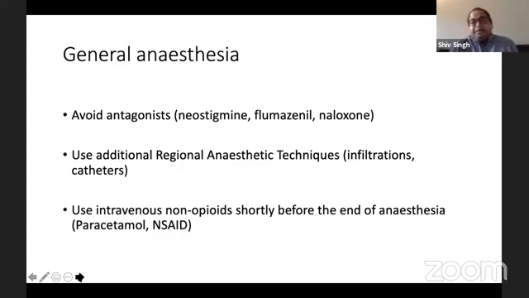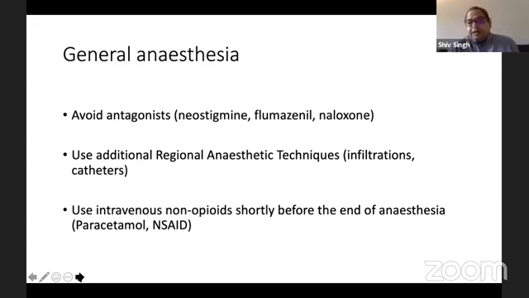Like I have said, in certain cases, use of antagonists can induce withdrawal. So if you can avoid neostigmine, flumazenil, naloxone, then absolutely avoid it. You can use other regional anesthesia techniques like infiltration by surgeons, or rectus sheath catheters by surgeons, or paravertebral catheters by surgeons. And obviously, intravenous non-opioid painkillers, as parts of multimodal analgesia.